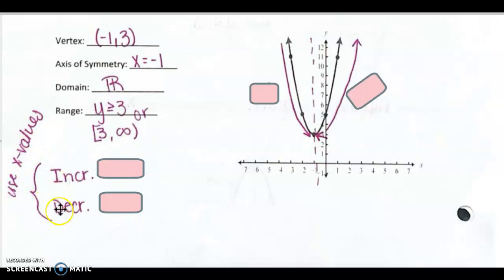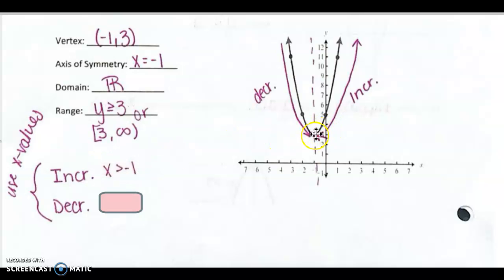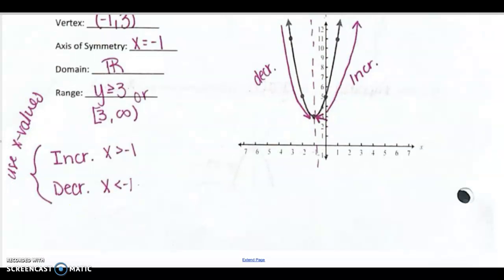Okay, and then it says increasing and decreasing. We want to use x values for this. So if we read our graph left to right, starting here it's decreasing. So that's decreasing, and it turns at the vertex and it starts to increase. So how we write this, we use x values, and we know we're going to use -1. So when it increases, these values are greater than -1. So x is greater than -1. These values over here, when it decreases, these are less than -1 because -2, -4, -7, all of those are less than -1. So it's x is less than -1.